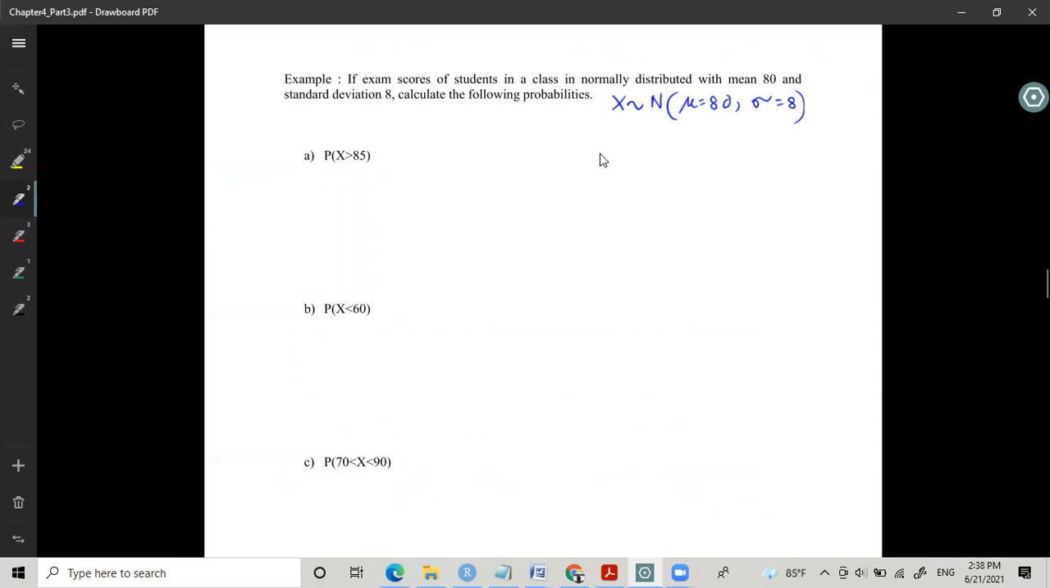What is the first one? Probability that X is greater than 85. That means you select a student randomly. What is the probability that student has exam score greater than 85? Let's draw it. It's easy when you draw the bell. Exam scores symmetric about 80. This is the original normal distribution. And 85 will be right of 80. We need greater than 85, this area.